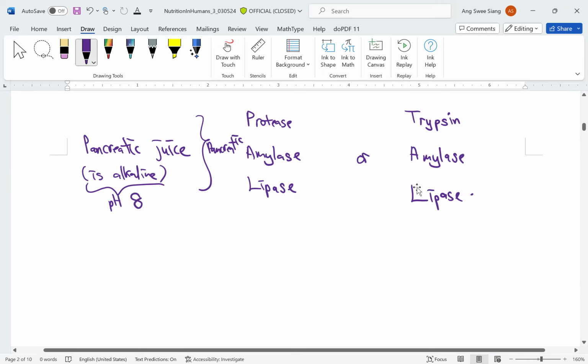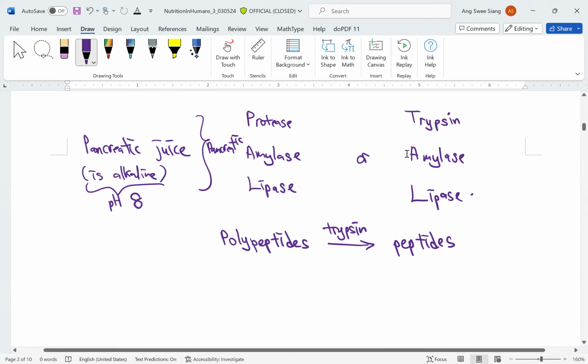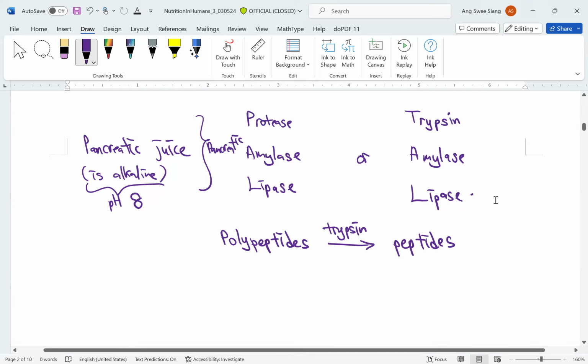So what is the function of trypsin? Trypsin will break down the polypeptides into peptides. Amylase and lipase, I'm not going to write again. Amylase digests starch into maltose, lipase digests fats into fatty acids and glycerol. Then the next juice that you need to know is the intestinal juice.